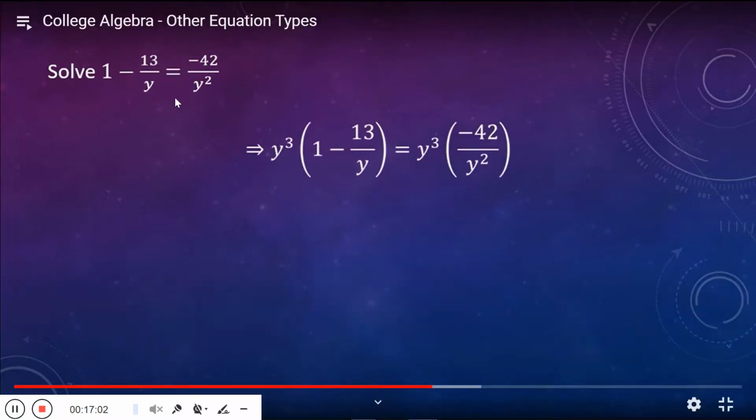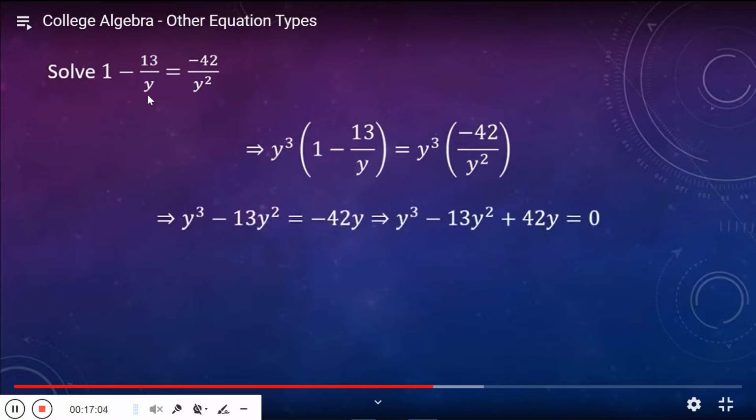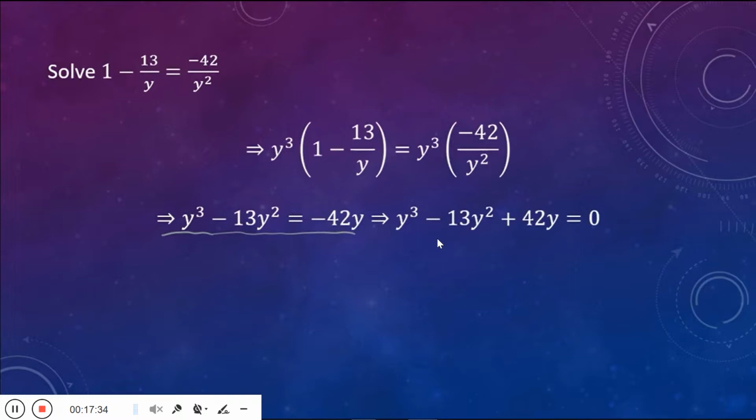So a common multiple of 1, y, and y squared is y cubed. So I multiplied both sides of this equation by y cubed. Multiply the y cubed into each term here. We get y cubed minus 13y squared. A y cancels out. And then here y cubed over y squared is just y. So that's equal to negative 42y. I added the 42y onto both sides to give me y cubed minus 13y squared plus 42y is equal to 0.